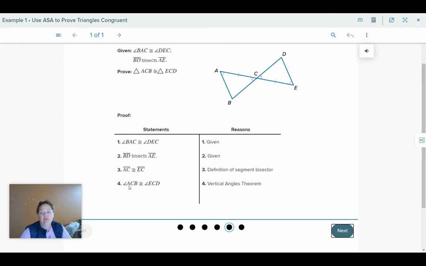Next, we look at angle ACB and angle ECD, and we know that they are congruent to each other because they are vertical angles, and the vertical angles theorem tells us that those have to be congruent to each other.